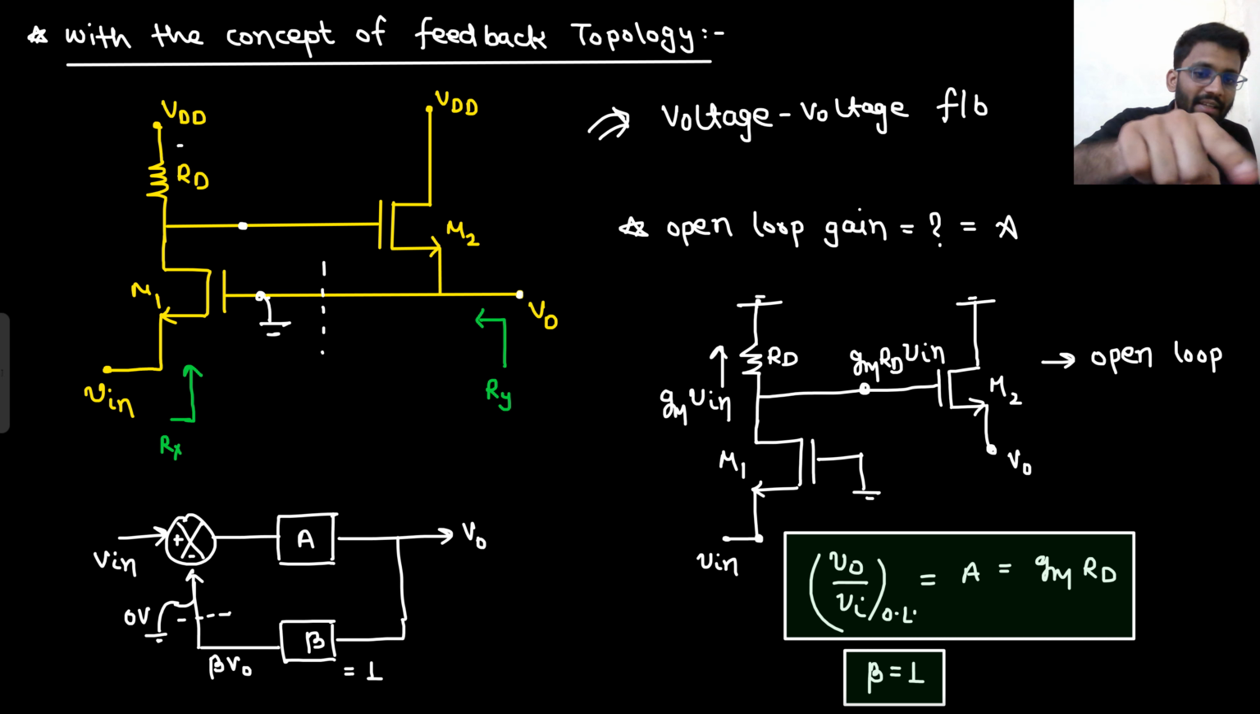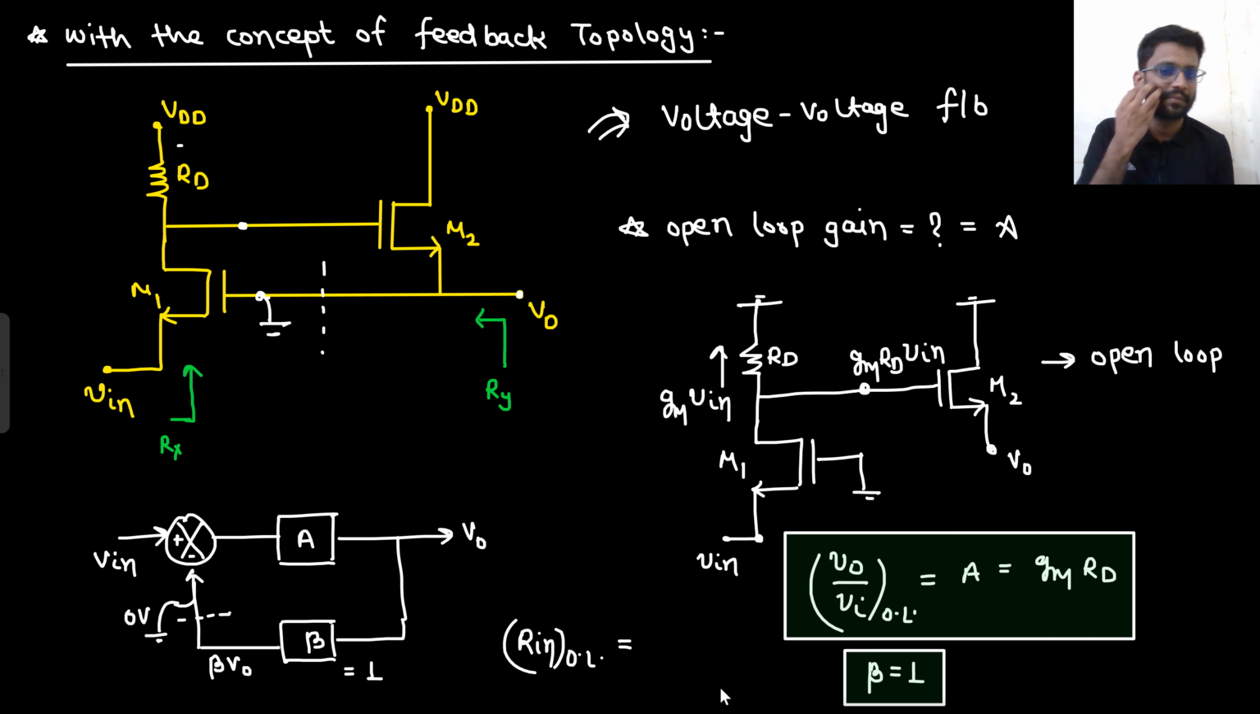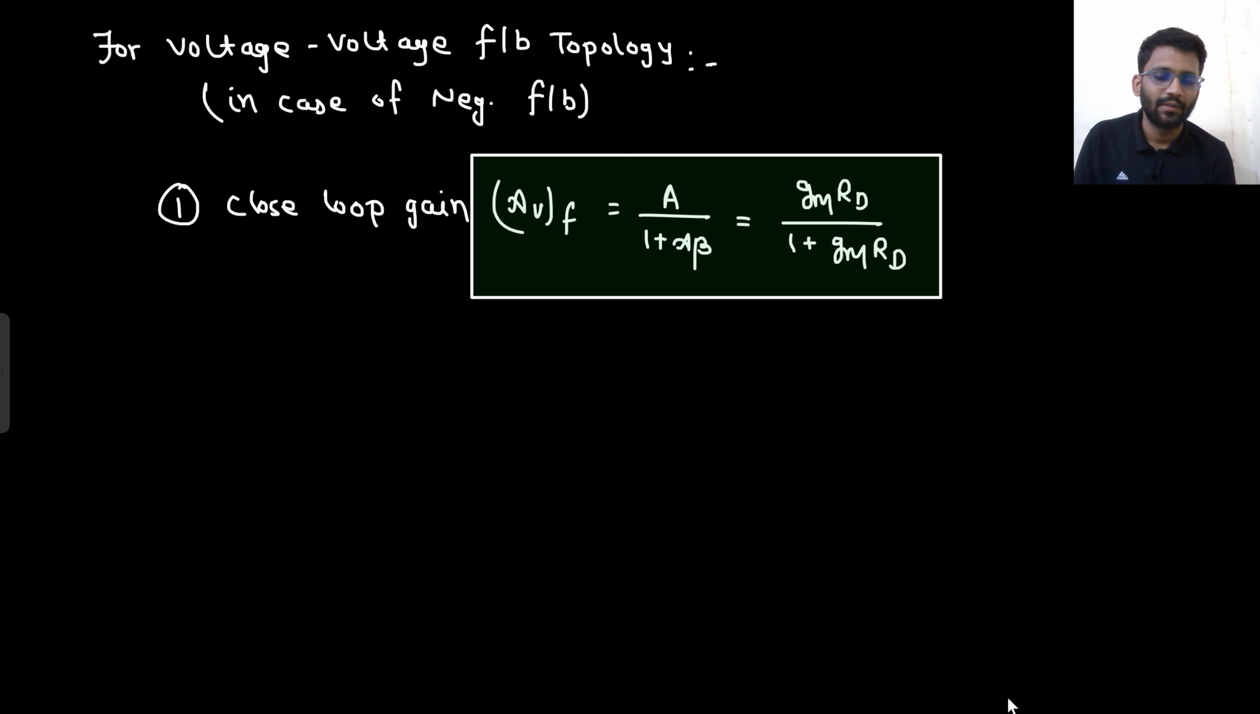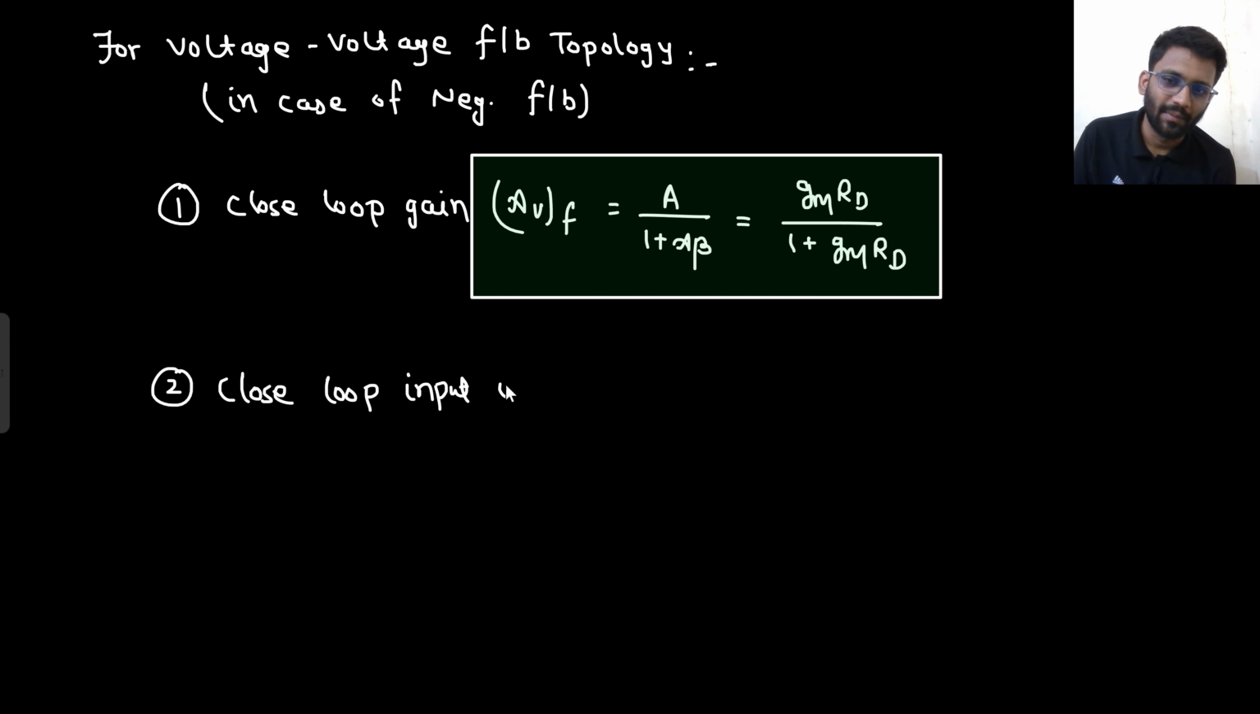That's it. Now what is the input impedance here? If I write R in open loop, what is my R in open loop here? If you see from here, what do you see? 1 by GM, that's it. R in open loop, or RX, sorry, RX open loop, is equal to 1 by GM1. Say yes or no? So closed loop input impedance, that we are showing as Rx, would be Rx open loop into 1 plus A beta, right?